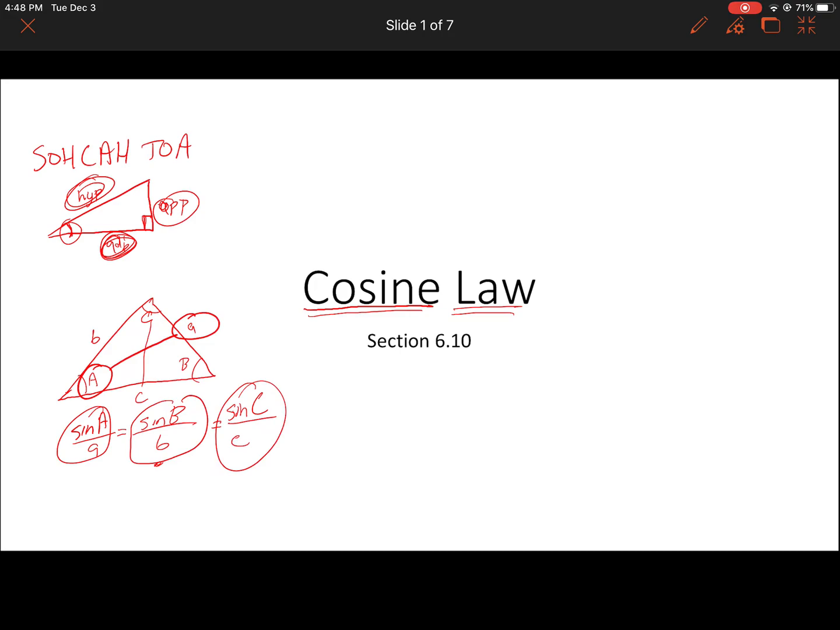Now that brings us to cosine law. What if I don't have that? Well, cosine law can be any angle, but what it states is if I have all three sides, A, B, and C, I can find any one of these angles using cosine law. Also, if I have two sides, I can find the opposite side. And that's basically the basis of cosine law. So we can solve triangles that are not right angled and cannot be solved using sine law. Here we use cosine law.